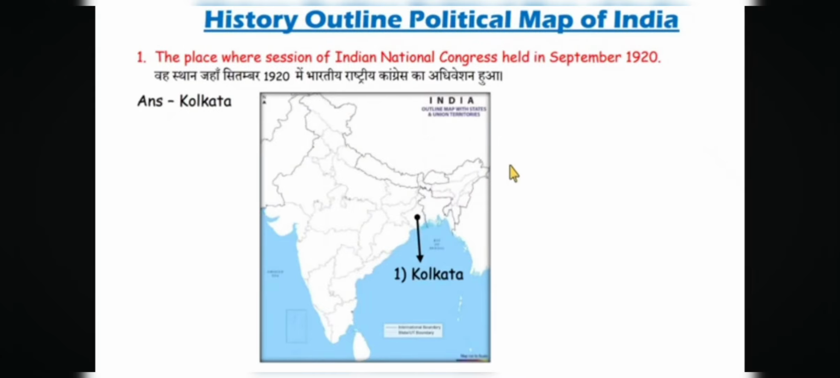Okay. This is how we do map questions. Remember it well. The place where the Indian National Congress was held in September 1920. Remember, these questions about the Indian National Congress are confirmed. They always appear in the exam. There are 3 or 4 questions related to the Indian National Congress here. One of those questions will definitely be in your exam. So where did the session take place in September 1920?